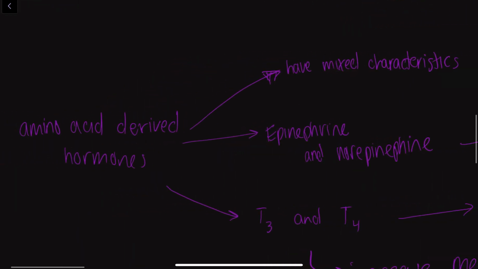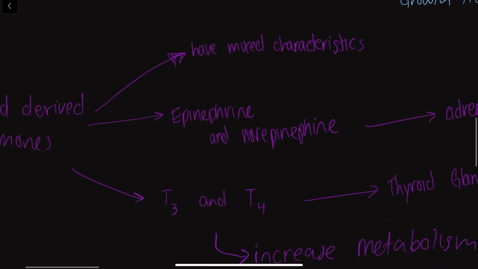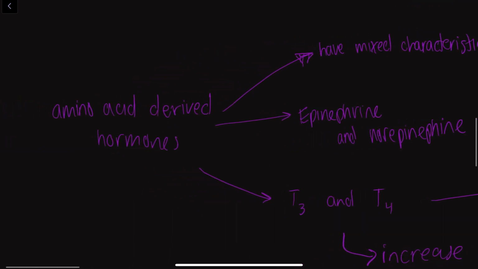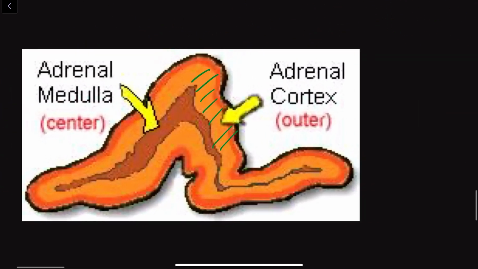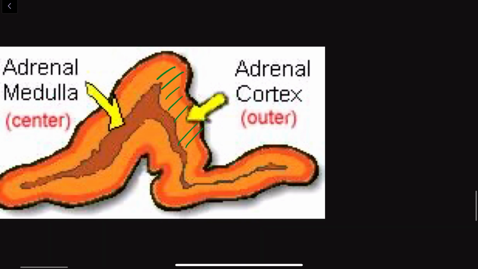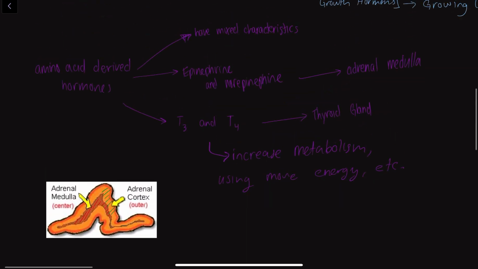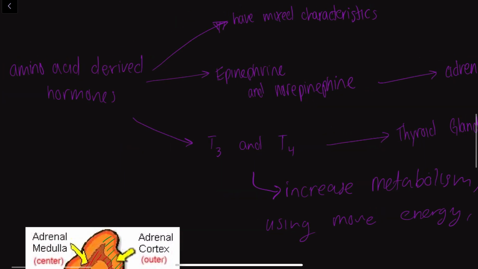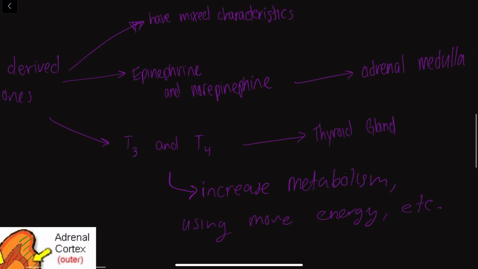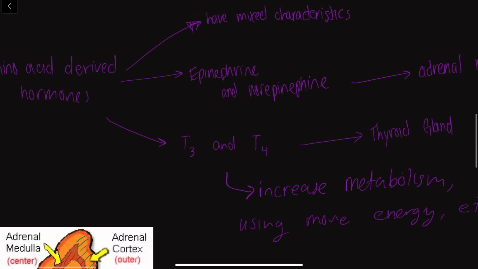But what you do have to know is which ones are amino acid derived hormones. So there's epinephrine and norepinephrine. These are going to be released by the adrenal medulla. So remember the medulla. Remember the cortex is going to make the steroid hormones, the triple S mnemonic, which I talked about. Whereas the center, the adrenal medulla, is going to make epinephrine and norepinephrine, and you should know these as adrenaline. So obviously when your sympathetic nervous system is activated and you need extra energy, that's what this is going to give you.